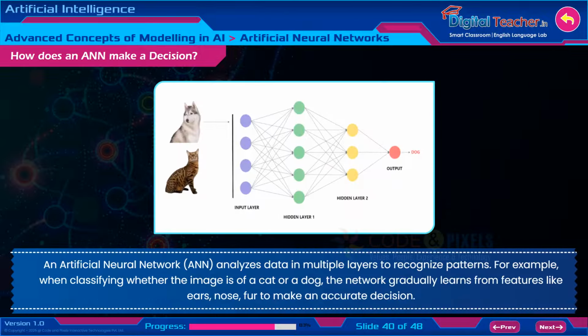An artificial neural network analyzes data in multiple layers to recognize patterns. For example, when classifying whether the image is of a cat or a dog, the network gradually learns from features like ears, nose, and fur to make an accurate decision.